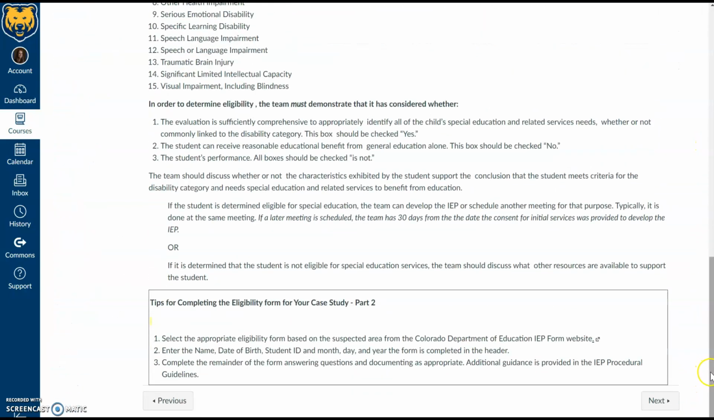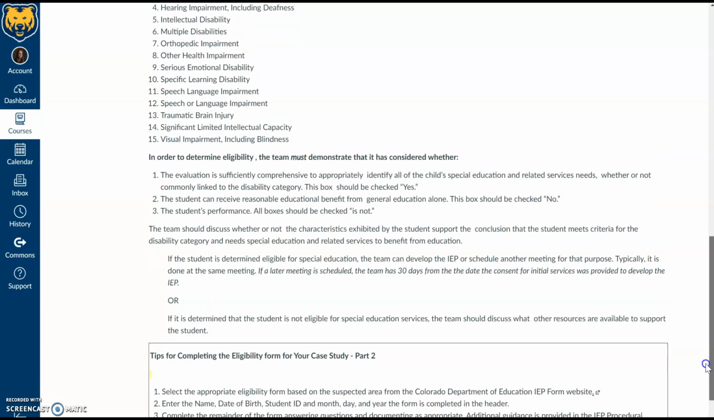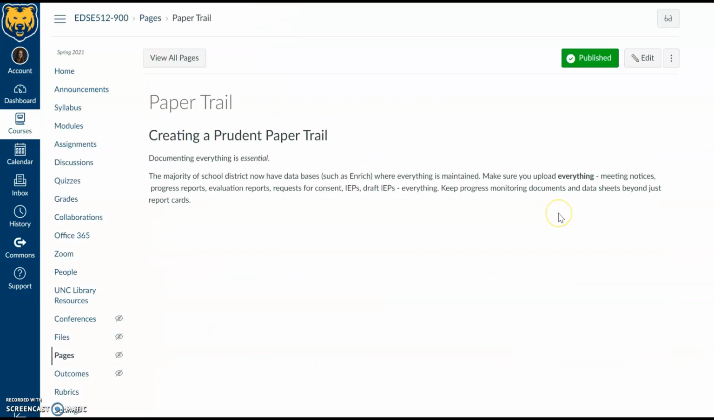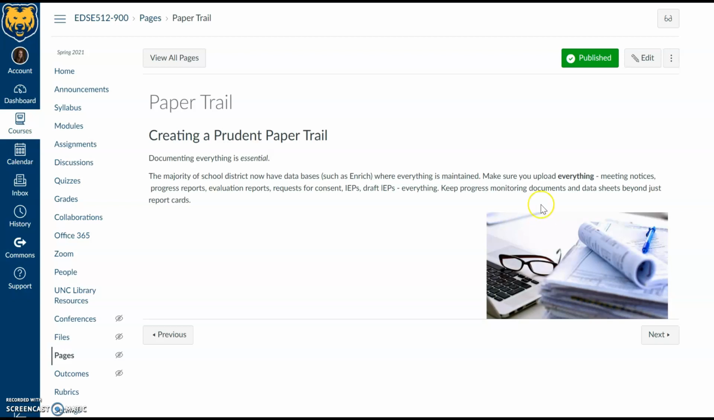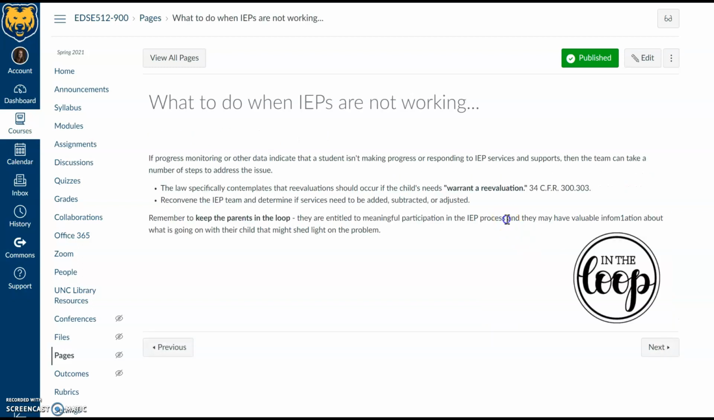So again, the eligibility categories are provided for you here. And all of this will be related to your case study assignment. You will want to make a solid paper trail. Keep everything. If you're not sure, you can upload and scan it, and that'll allow you to recycle some things. If the IEP is not working, as we talked about a little bit earlier, that would be the point to consider a re-evaluation.